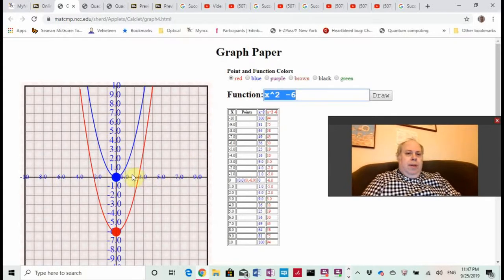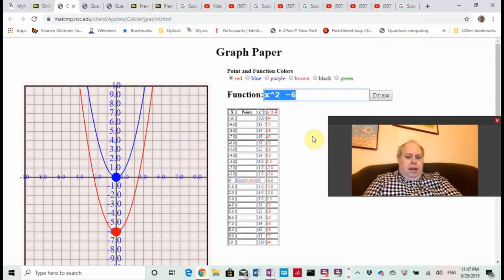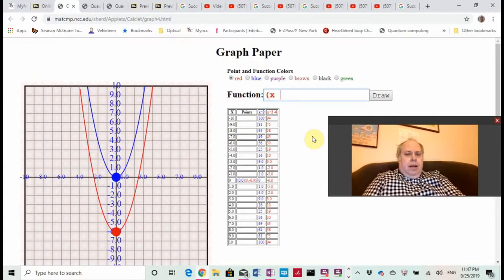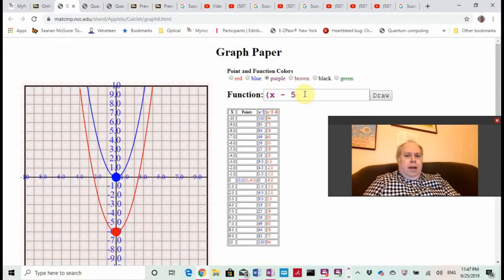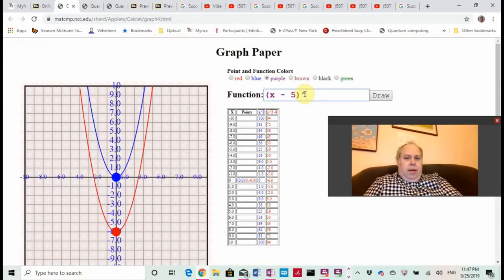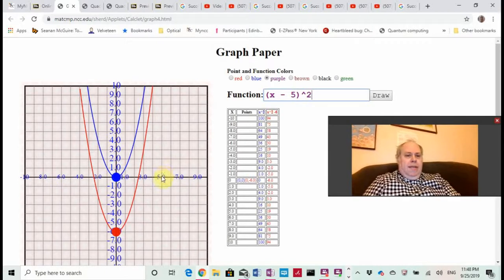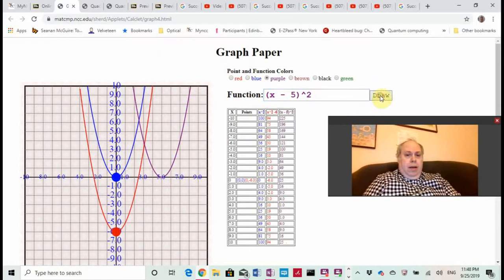The turning point is going to be whenever x squared is 0. In this case, to make it at 5, 0, I'll do x minus 5, squared. I'm going to change colors to purple here. Because this way, when x is 5, y will be 0. I can draw that. And now my turning point is at 5, 0. So you notice I have to subtract because I want to make x minus 5 be 0. If I wanted it at negative 5, I have to add.